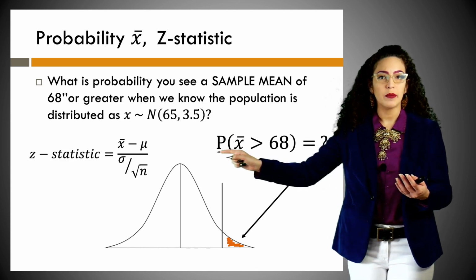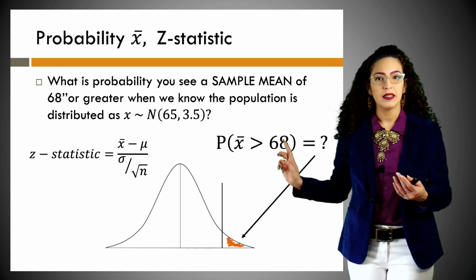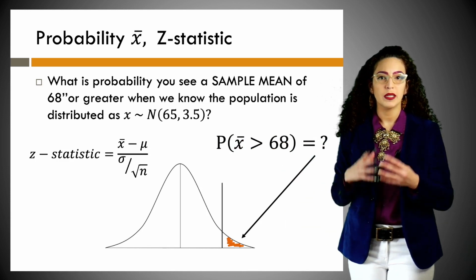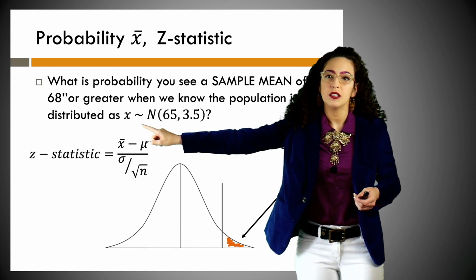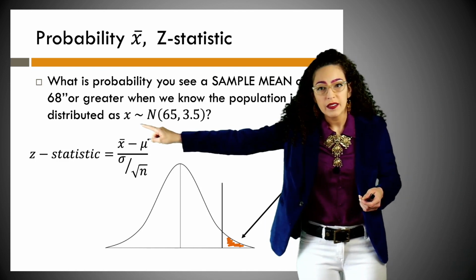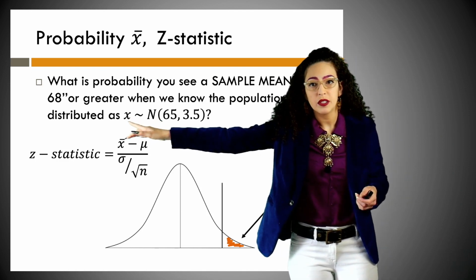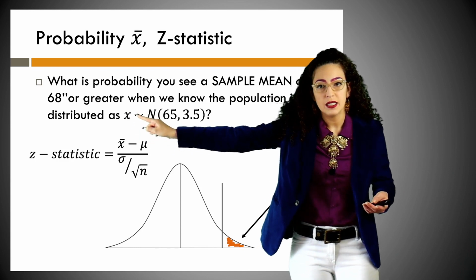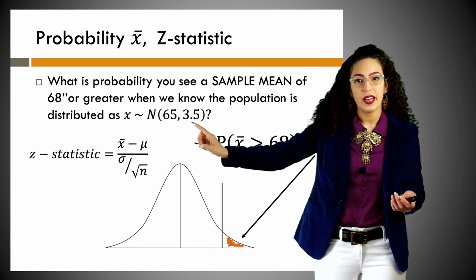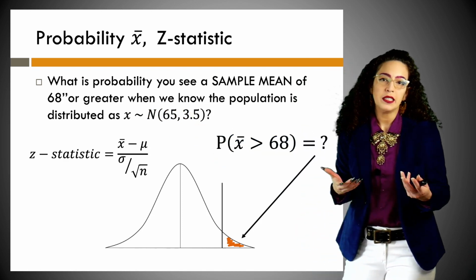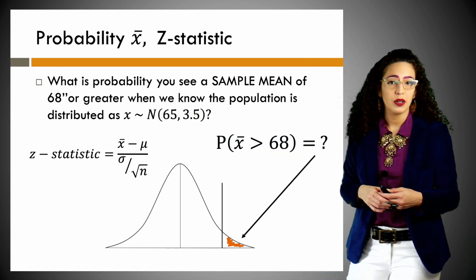What is the probability of observing a sample mean that is greater than 68 inches from a sample of 5 people? And this, by the way, is distribution notation. We have x, that's the variable of interest, which is height. We say it is distributed normally with a mean of 65 and a standard deviation of 3.5. You don't necessarily need to know that, but I think that's pretty nice shorthand.